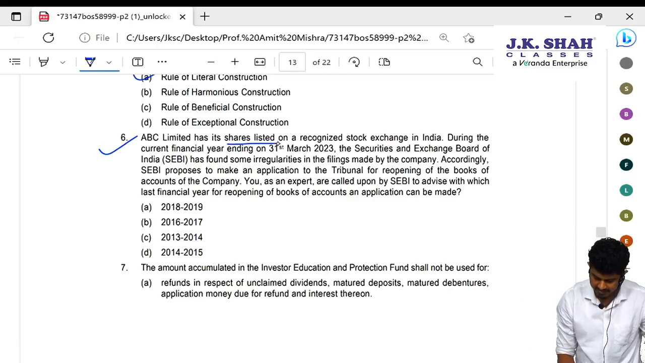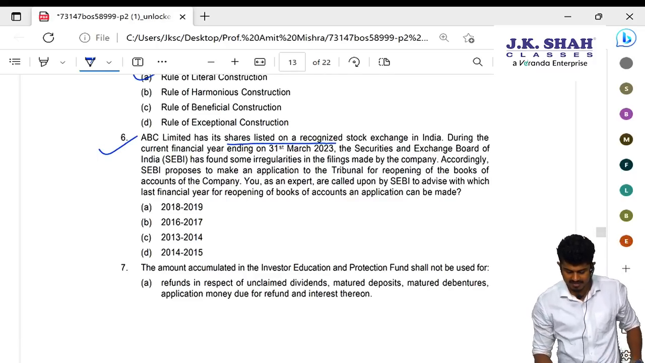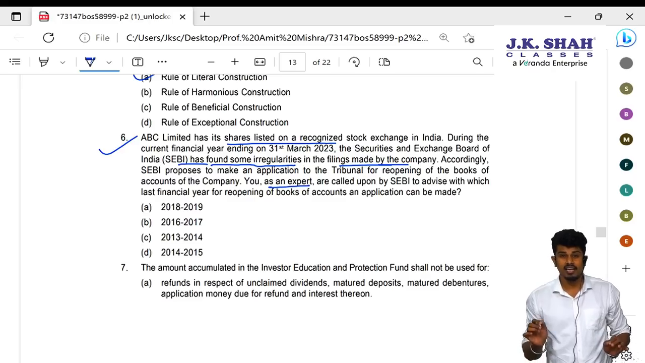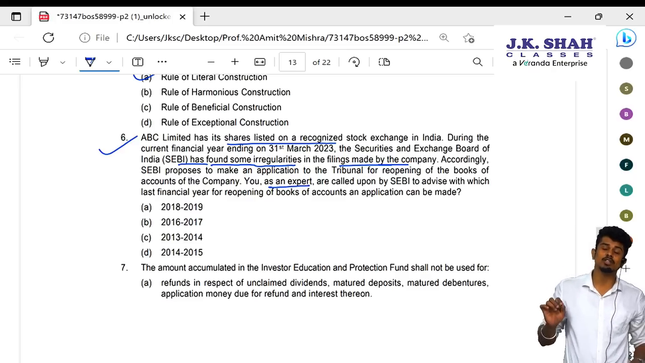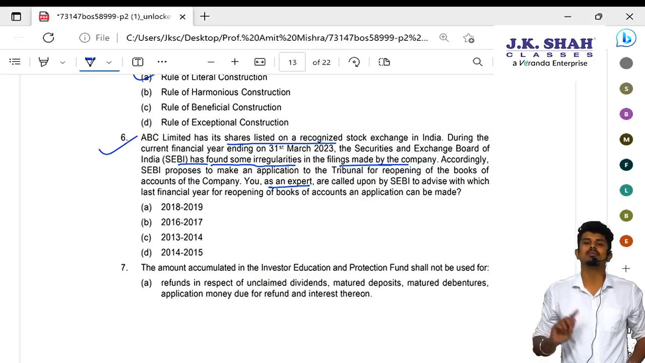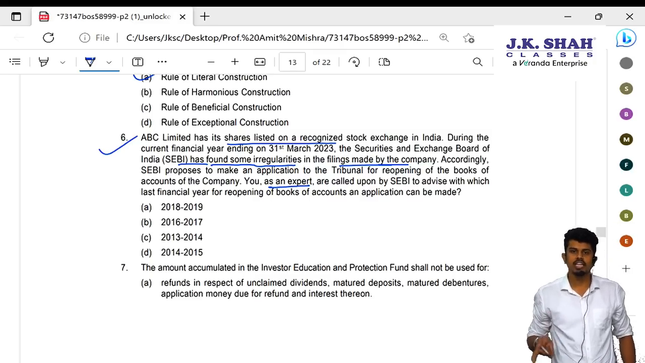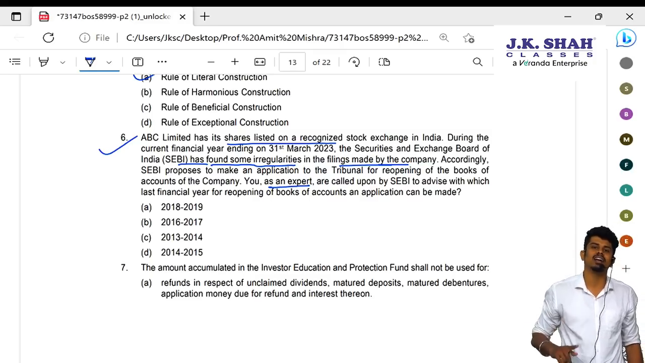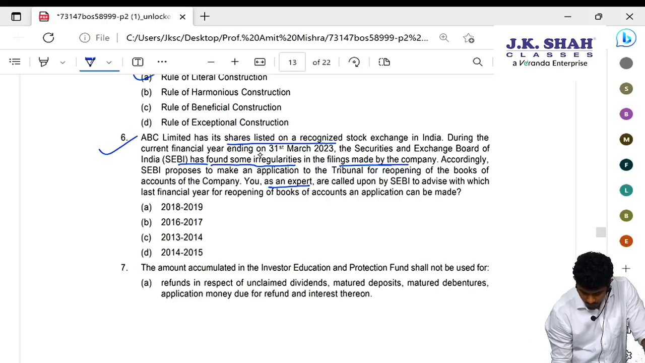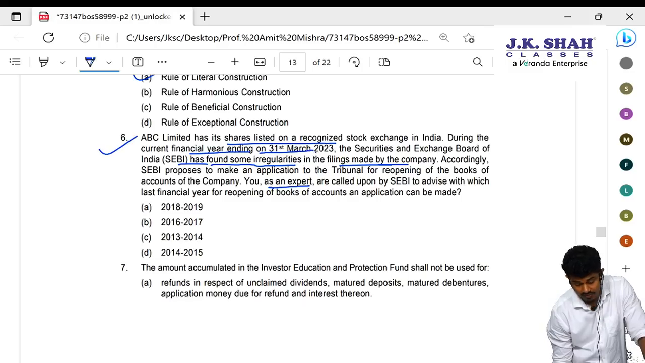Now, question number 6. ABC Limited has its shares listed on a recognized stock exchange, but SEBI has found some irregularities in filing by the company. Now, you are an expert, you should advise. SEBI is making an application to the tribunal to reopen the books of accounts. Yes or no? They're asking for how many years you can reopen the books of accounts. So we are talking about the financial year ending on 31st March 2023.